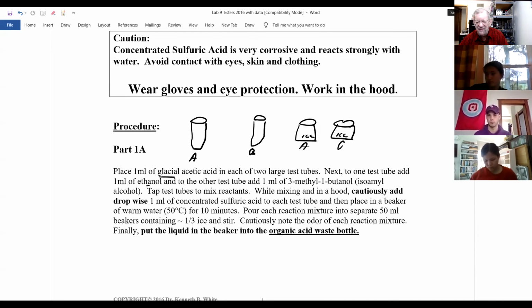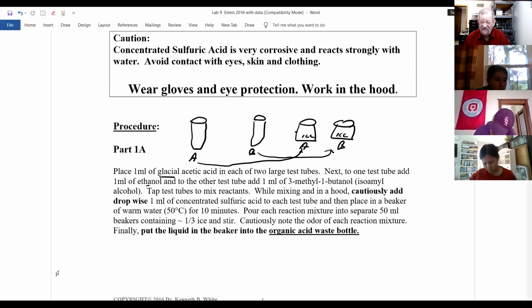beaker A and beaker B. And in a beaker with some ice in it, about 1/3 of it is ice, and they're small beakers. And beaker A, you'll pour test tube A in. In beaker B, you'll pour test tube B in.